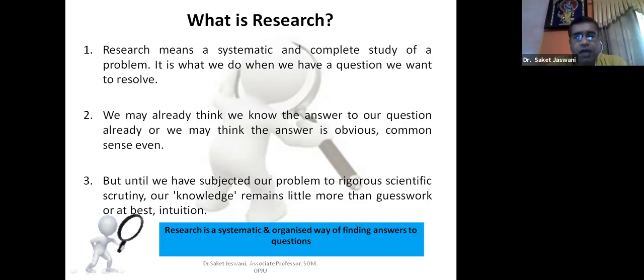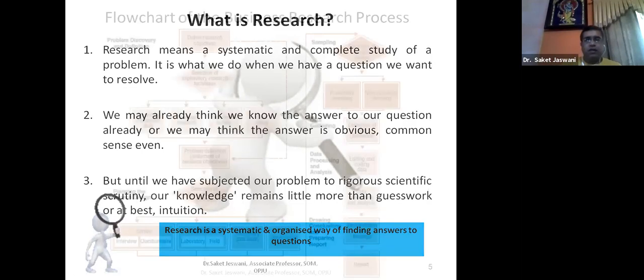So this is what research work is. If we are subjecting our problem to a rigorous scientific scrutiny, right, then we call it a research work. It means we are not just enhancing our knowledge on the basis of guesswork, or solving the problem on the basis of just a guess, or what we call intuition. We are not applying common sense, but we are finding the appropriate solution in a systematic and organized manner. This is what research is.